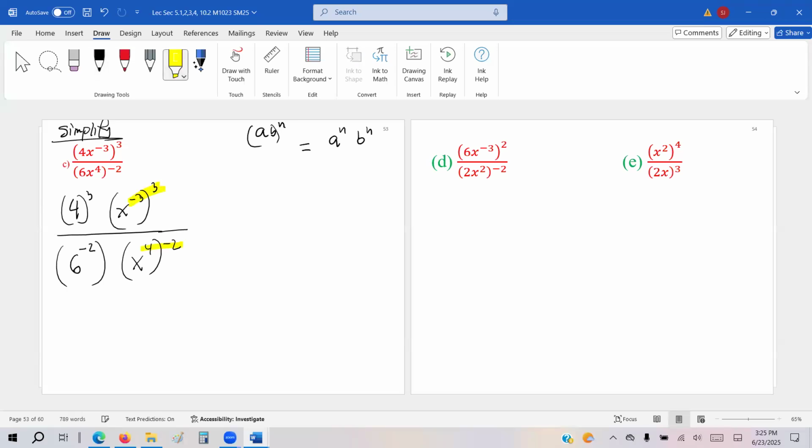Two powers together. So second rule, A to the m, whole thing to the power n. Two powers together, what do we do? Multiply. A to the m times n. So -3 and the power 3, what do you get? x to the -9. And the denominator, x to the 4 to the power -2. So what do you get? -8.